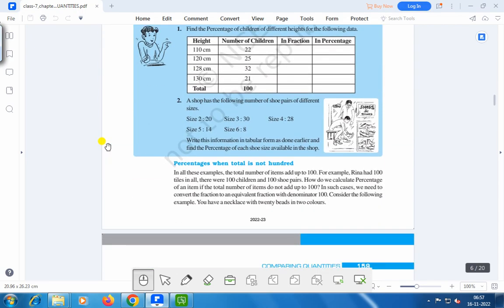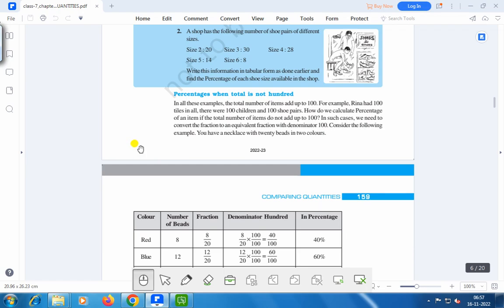Next, percentage when the total is not 100. In all the above examples, the total number of items adds up to 100. For example, Rina had 100 tiles in all. There were 100 children and 100 shoe pairs. How do you calculate the percent of an item if the total number of items does not add up to 100? In such cases, we need to convert the fraction to an equivalent fraction with denominator 100.